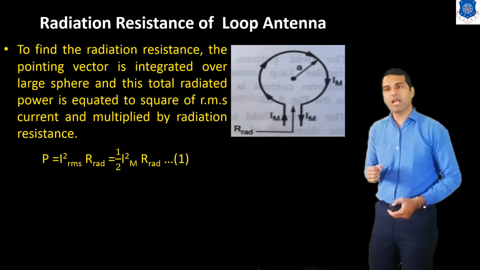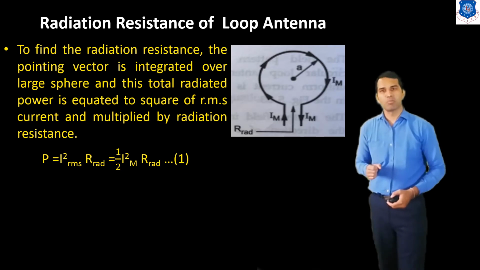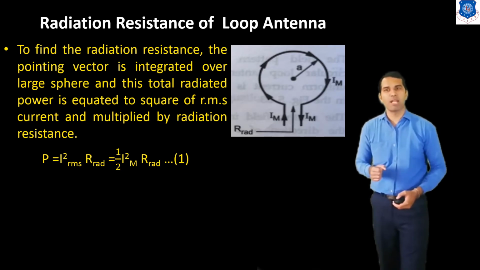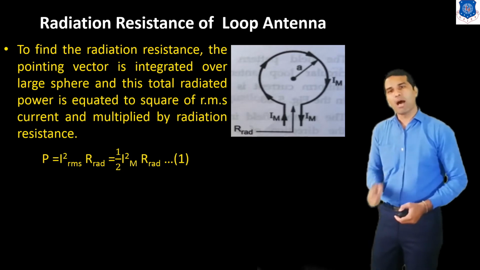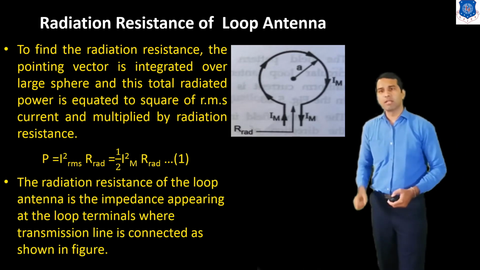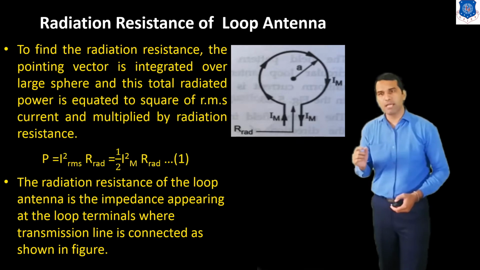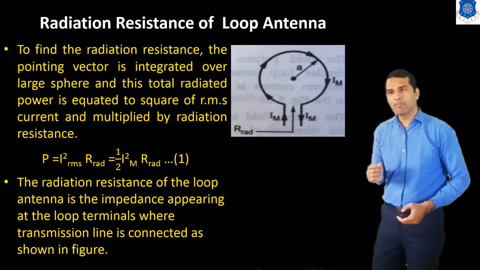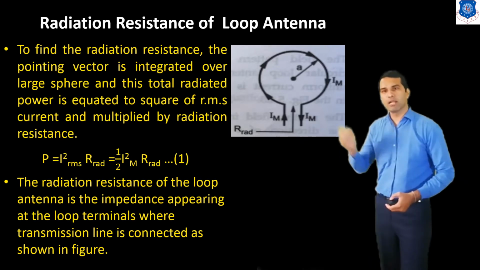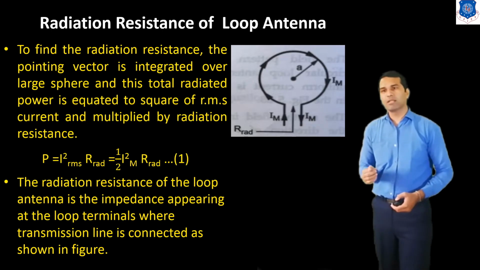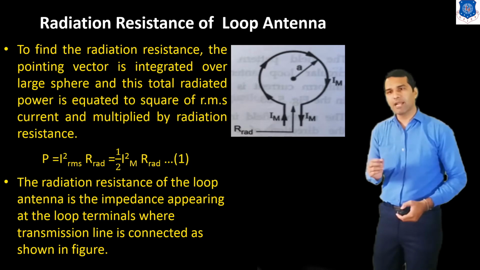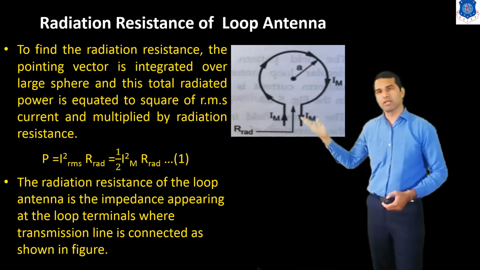We can also write this equation in the simple form as 1 by 2 I square Im into R radiation. The radiation resistance of the loop antenna is the impedance appearing at the loop terminal, that means here at the loop terminal where the transmission line is connected, as shown in this figure.